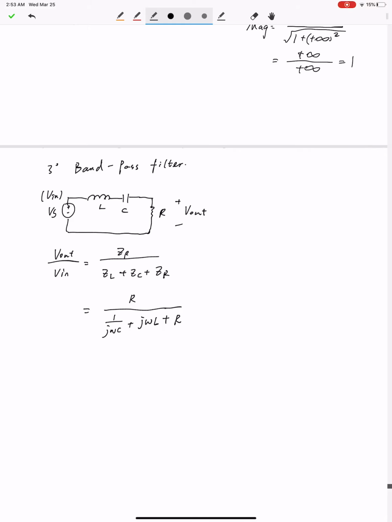Right, so I swapped these two variables. All right, and then we can multiply.